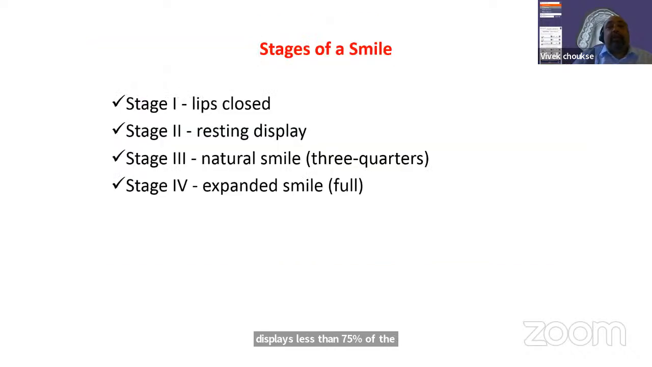Talking about the different stages of the smile, in stage 1, the lips are usually closed. In stage 2, there is a resting display of the smile. In stage 3, there is a natural smile in which 3/4 of the teeth are seen. And in stage 4, which is the expanded smile, we can see the full length of the teeth with some amount of gingiva.